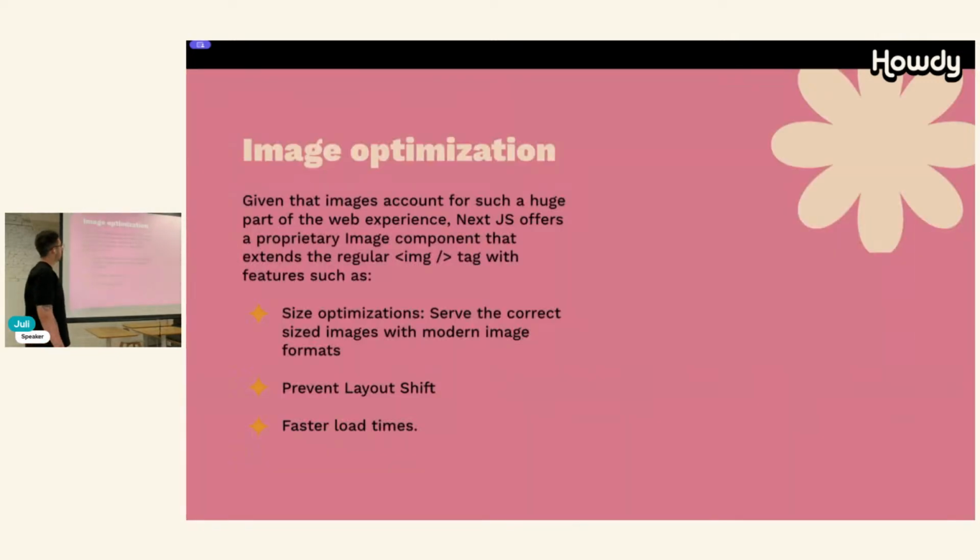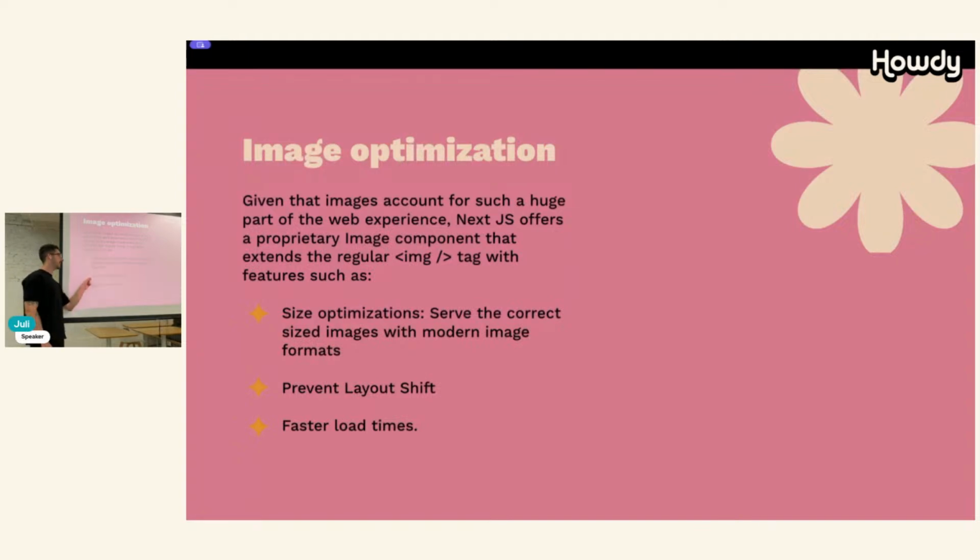Okay, so for image optimization, Next.js offers a proprietary image component. So we're going to be wrapping around the image tag for HTML. We're going to be making some improvements here. So we're going to serve the correct size for the image, right? You don't have to build any logic around it. If your viewport is smaller, we're going to serve the correct size for that image.